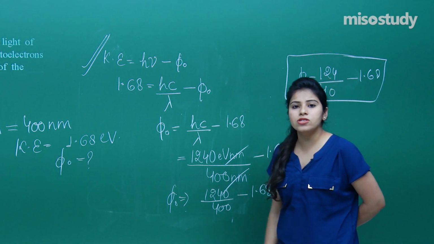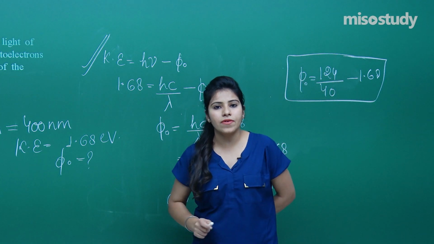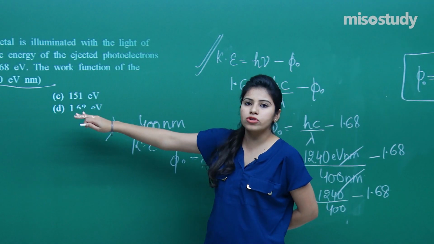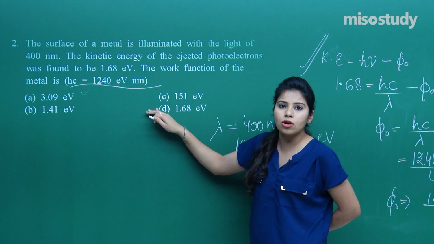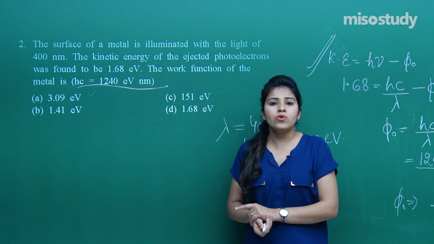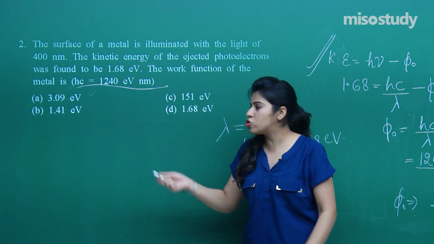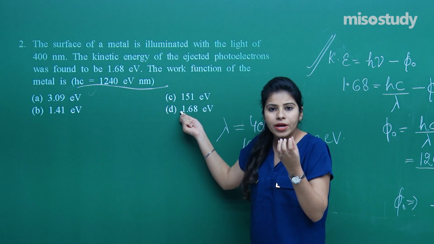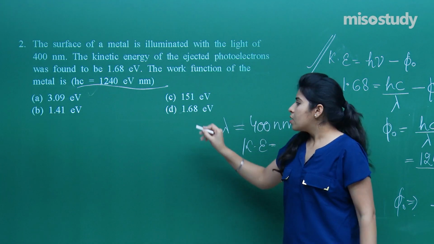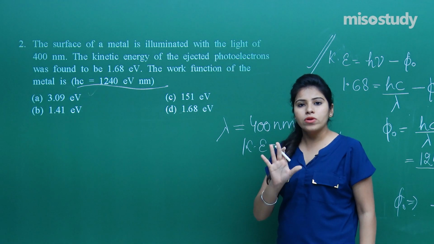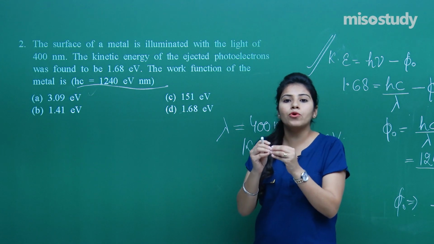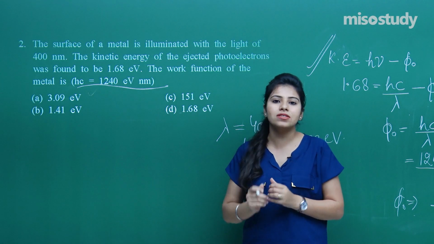Use your calculator and bring out the value of this equation, right? Whatever your value is, you just have to tick whichever is the correct option. And one more important thing: your answer might not be exactly accurate, but whenever you see that an option is very close to your answer, you can just tick that one.